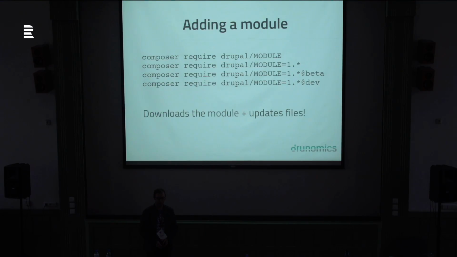Then when adding modules, of course, as mentioned, you can just require the module, but you can also specify the version constraint with a command like that. You just say equals and whatever the version constraint is. So you can say, give me some major release of version 1, or give me the latest beta or the latest dev version, like that.